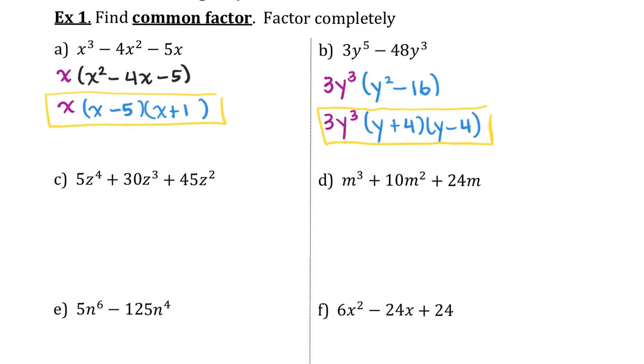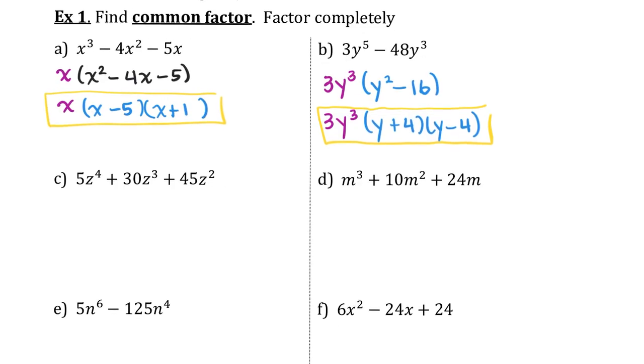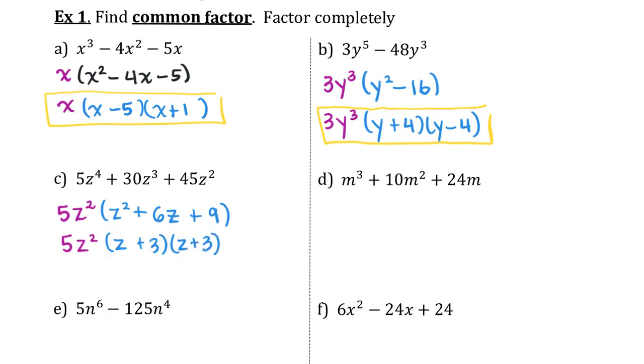Let's look at C. Let's see, 5, 30, and 45. All divide by 5. Z to the 4th, z to the 3rd, and z squared. I can take out z squared. Okay, if I take out 5z squared, I'm left with z squared plus 6z plus 9. Okay, and then again, if I can factor the polynomial further, I will. What is this? Z plus 3 times z plus 3. Okay, this is a good answer like this.